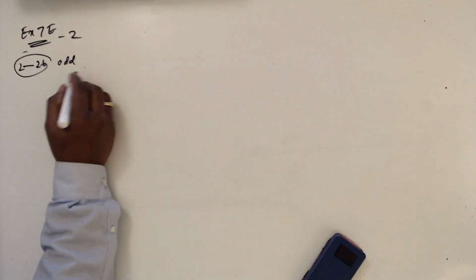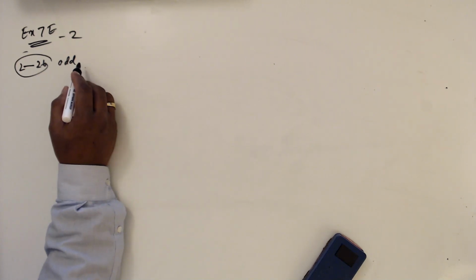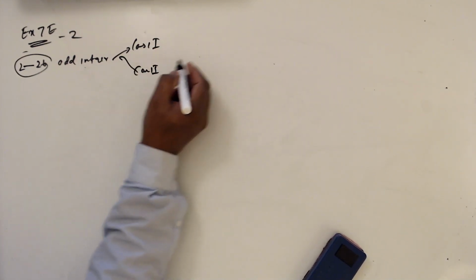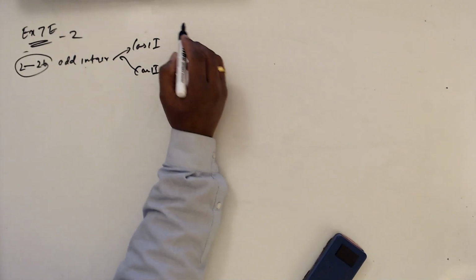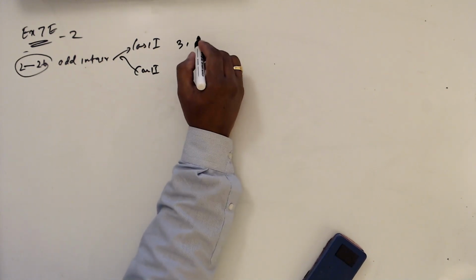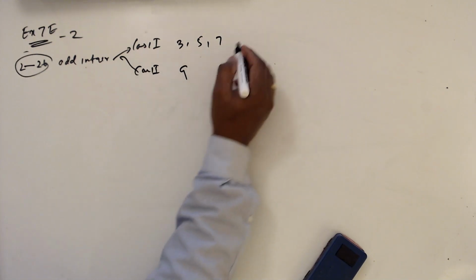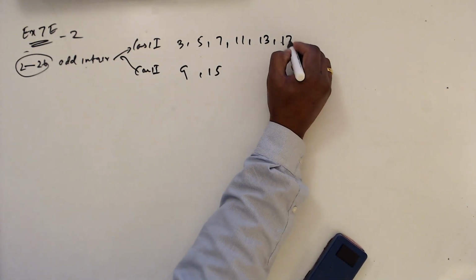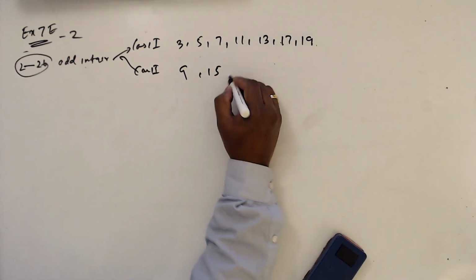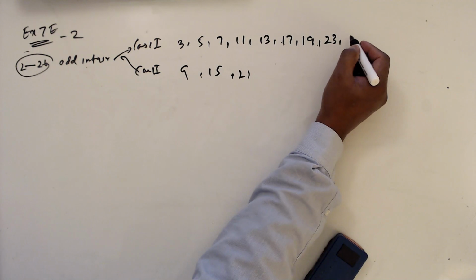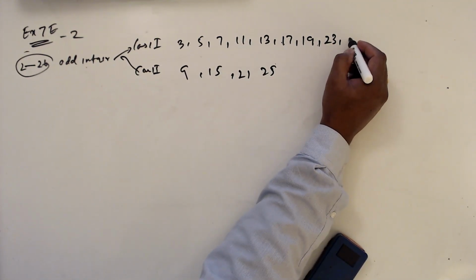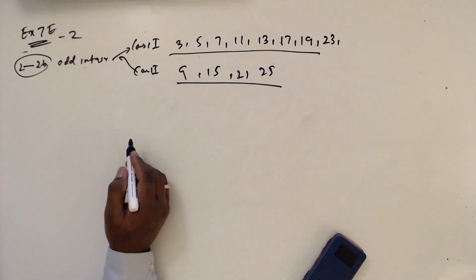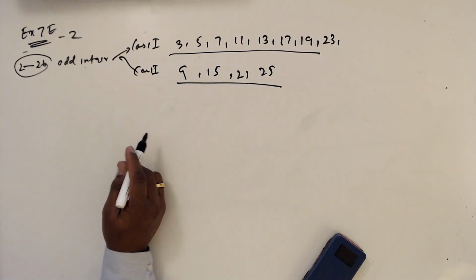In between, there are two cases. Odd integers we can discuss in two cases, case 1 and case 2. Case 1 is primes, so 3, 5, 7, 9, 11, 13, 15, 17, 19, 21, 23, 25, and that's all. So case 1 is prime, and then the other odd integers we have to write as a product of two prime numbers.